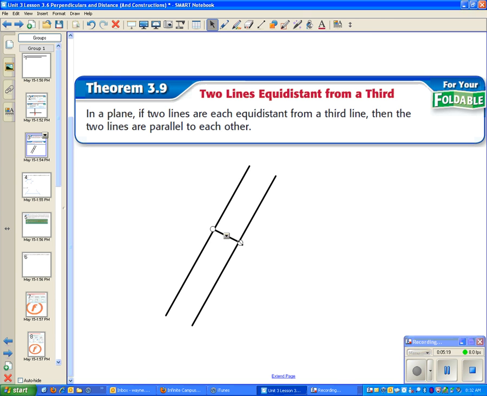Next theorem. In a plane, if two lines are equidistant from a third line, then the two lines are parallel to each other. So, here's what this means.